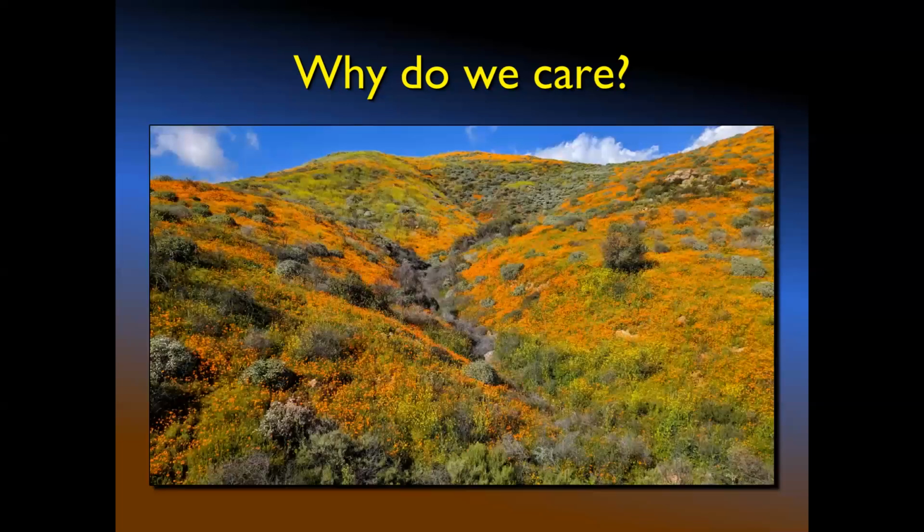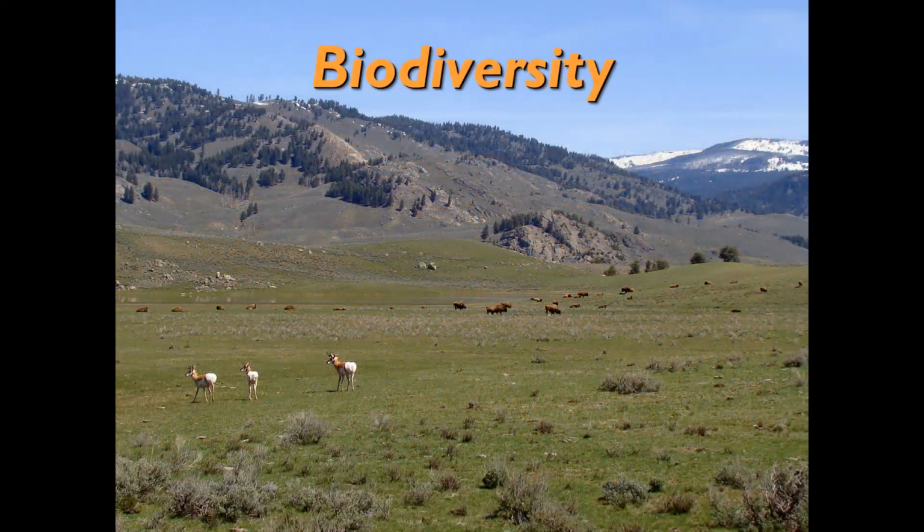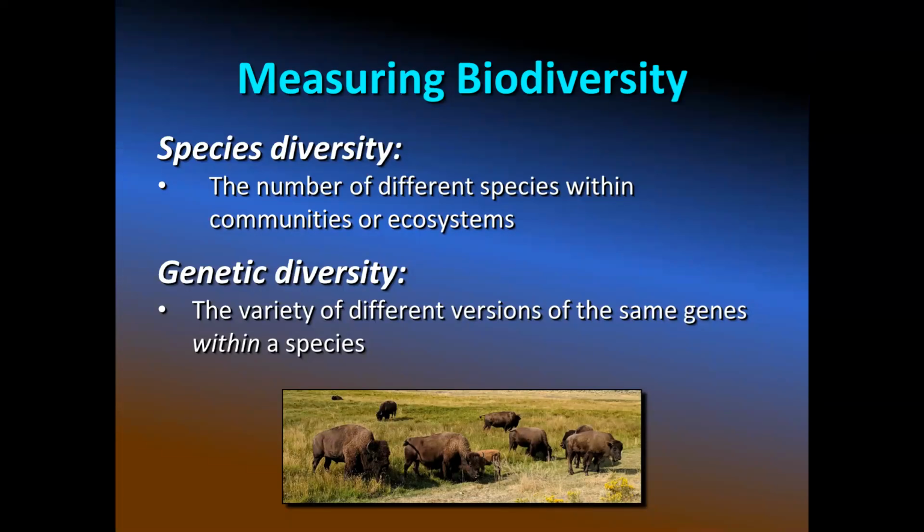And finally, of course, there's just the aesthetics of other species. So much of what we consider beautiful on our planet is other living things. And so to maintain the health of that beauty, it's important to know what species are involved in producing that beauty. Which brings us to the idea of biodiversity, determining how diverse life is on the planet. And when you're measuring biodiversity, there's a couple of different ways I want you to keep in mind. Number one is species diversity, which is very easy. How many different species are there within a given community or a given ecosystem? And then there's genetic diversity. And genetic diversity is the variety of different versions of the same genes within a species.